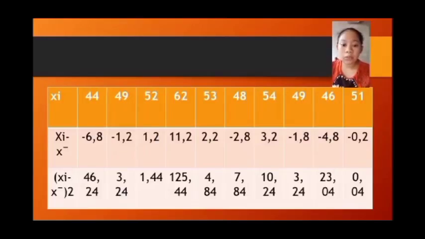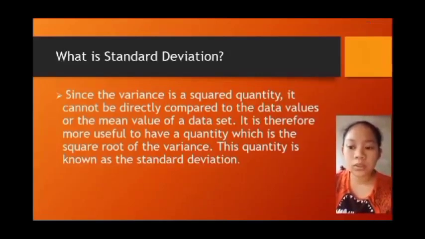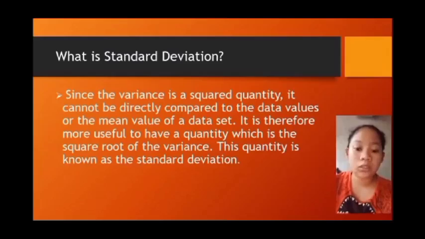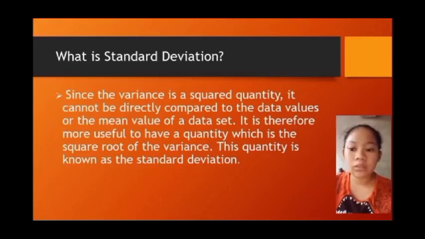This is the table on how we compute the mean and the variance. So now we can proceed to standard deviation. What is standard deviation? Since the variance is a squared quantity, it cannot be directly compared to the data values or the mean value of a data set. It is therefore more useful to have a quantity which is the square root of the variance. This quantity is known as the standard deviation.